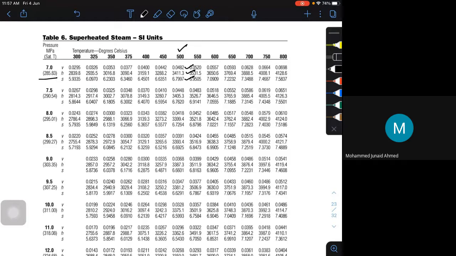So go to the superheated steam tables, go to the pressure of 70 bar or 7 megapascals, and go to the superheated temperature, which is 500 degrees Celsius. Note down three values: superheated specific volume, superheated enthalpy, and superheated entropy. Maybe the decimals may change. Any clarifications? Is this fine?